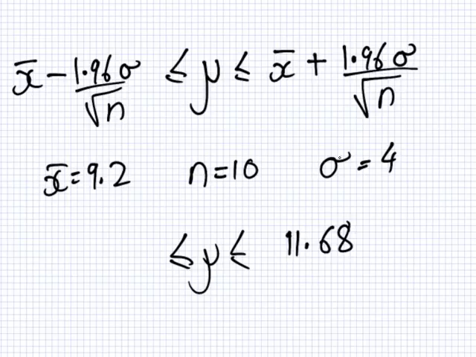11.68. And then for the lower limit, 6.72. So what you're saying here is that the true average is between 6.72 and 11.68. The average we got from our sample was 9.2. But we understand that it's a sample, so it's not going to be exactly right. So the true average is somewhere between these two numbers. Okay? That's great. I shall get a medal for you tomorrow.